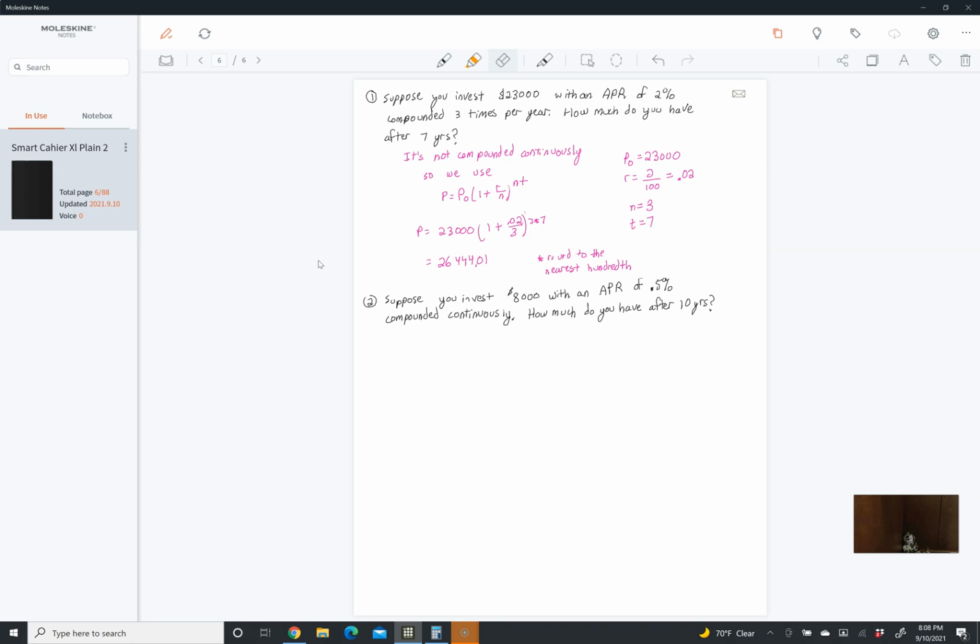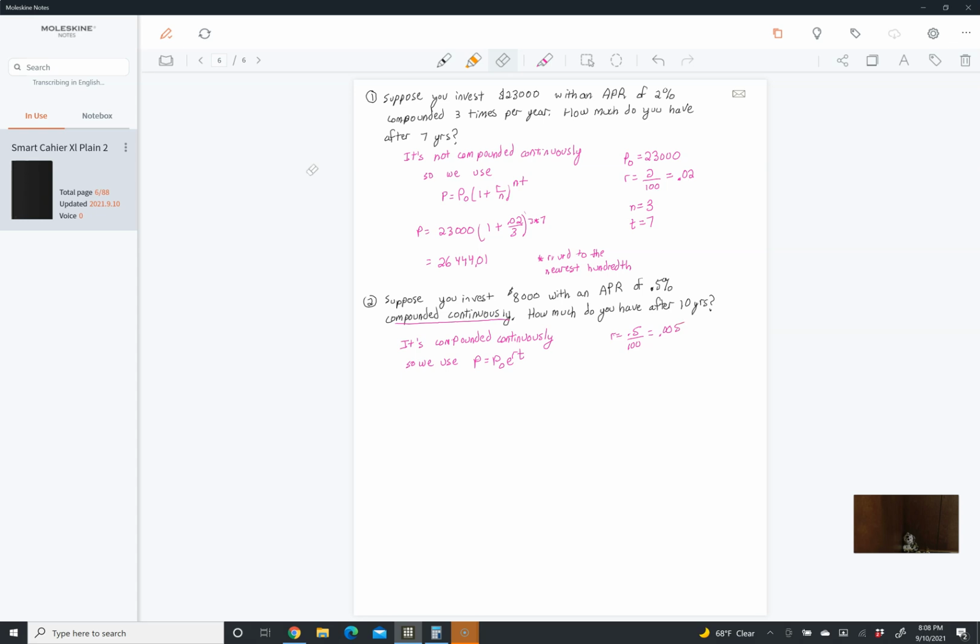Okay, so again, you're going to ask yourself, is it compounded continuously? So in this one, we see the words compounded continuously. So yes, it is. Which means we use the second formula with E. Okay, and then we identify each of the different things. So here our R is 0.5 over 100, which is equal to 0.005.